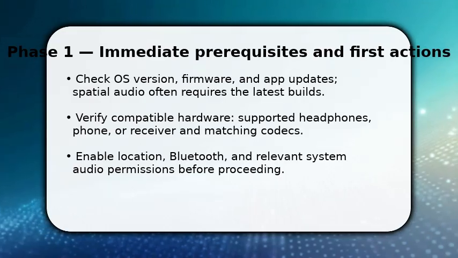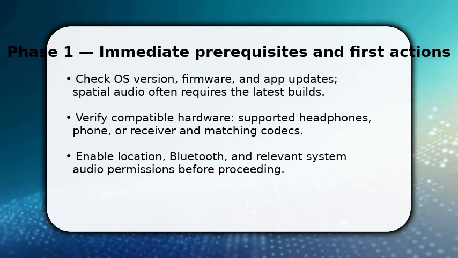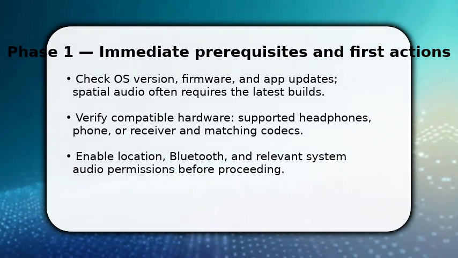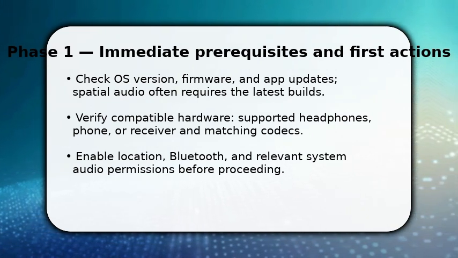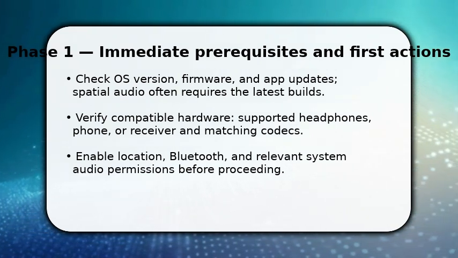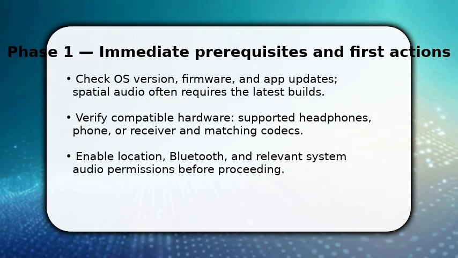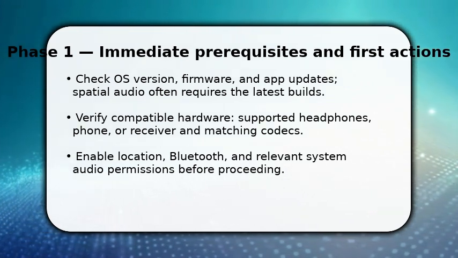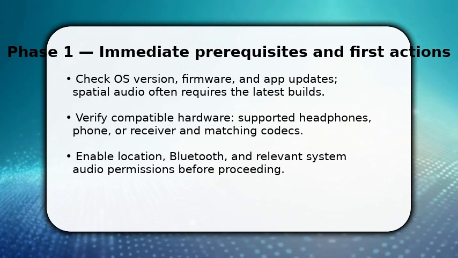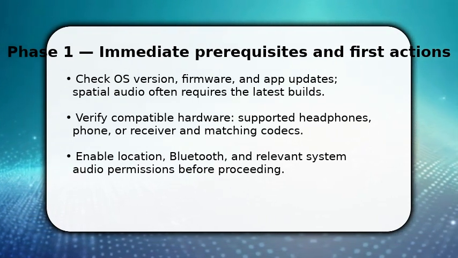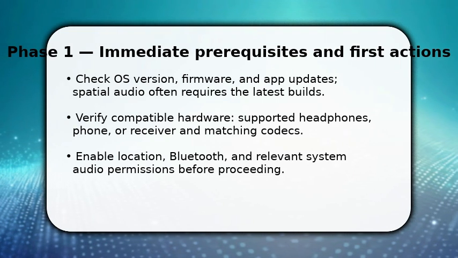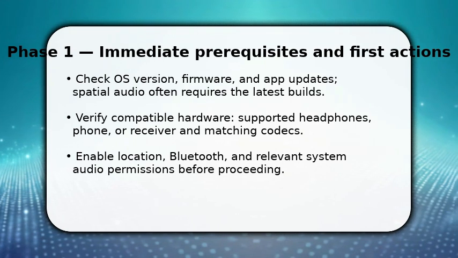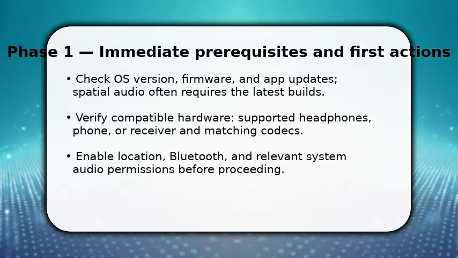You start by confirming prerequisites so nothing blocks spatial audio. Do this now. Check that your device and headphones support spatial audio and that the OS, firmware, and app are updated to the latest versions. Once done, make sure Bluetooth is paired correctly, location and system audio permissions are enabled, and the correct audio codec is selected. You need these basics set because the rest of the fix depends on a clean, supported foundation. Skip nothing, and proceed immediately to configuration.